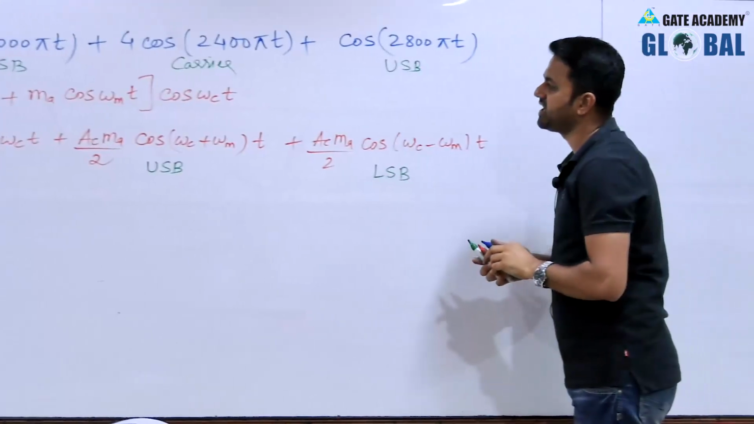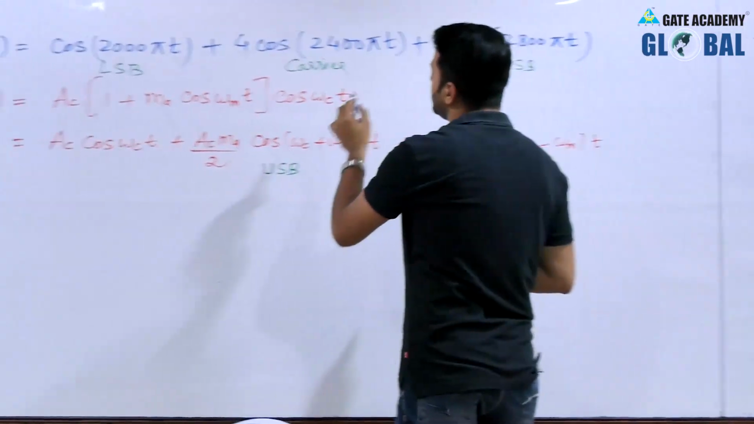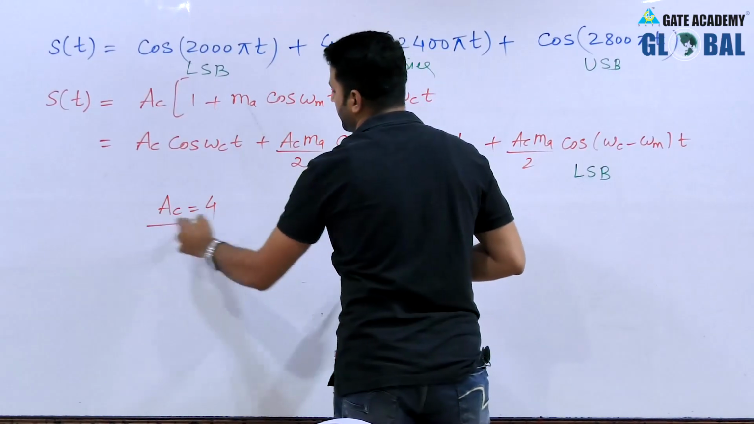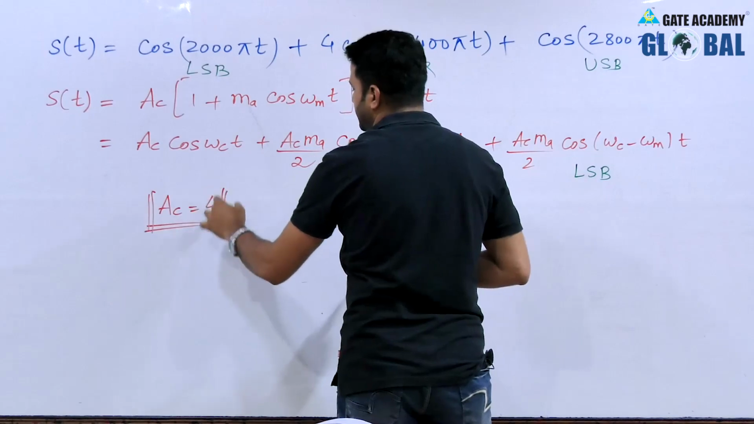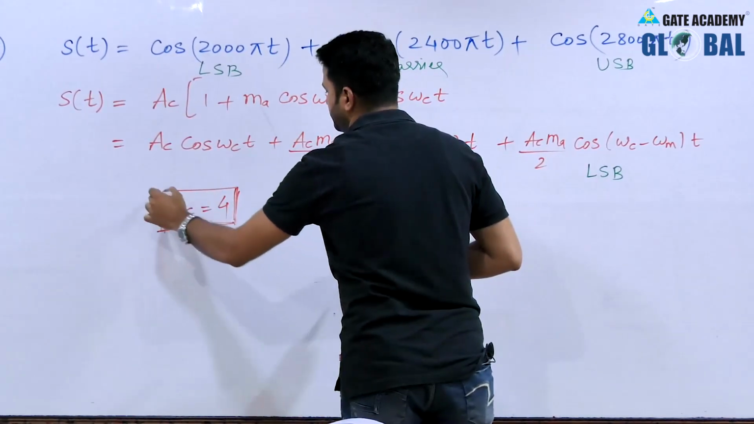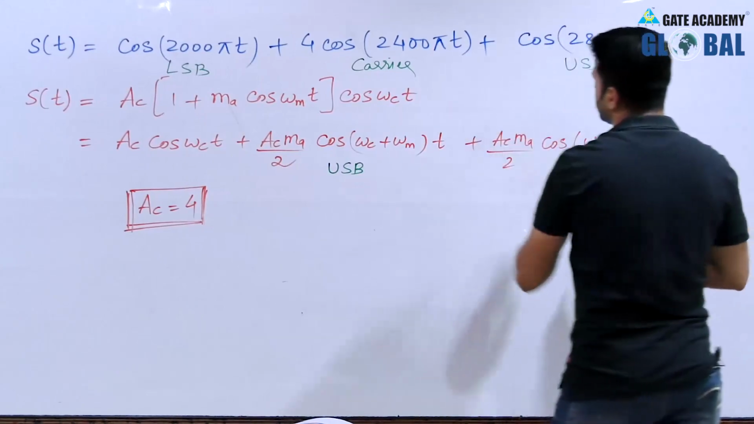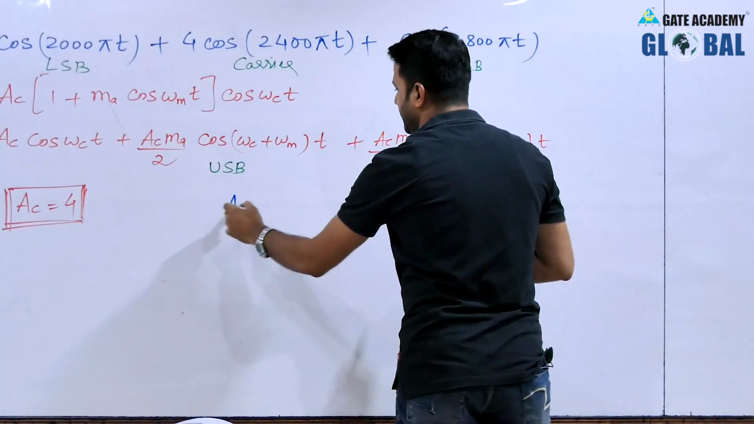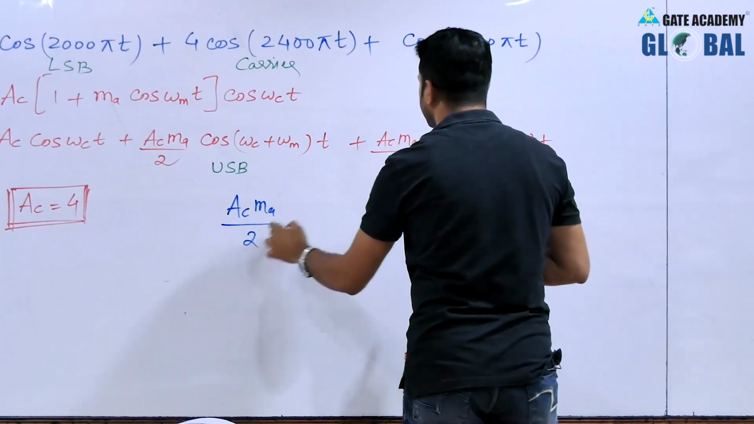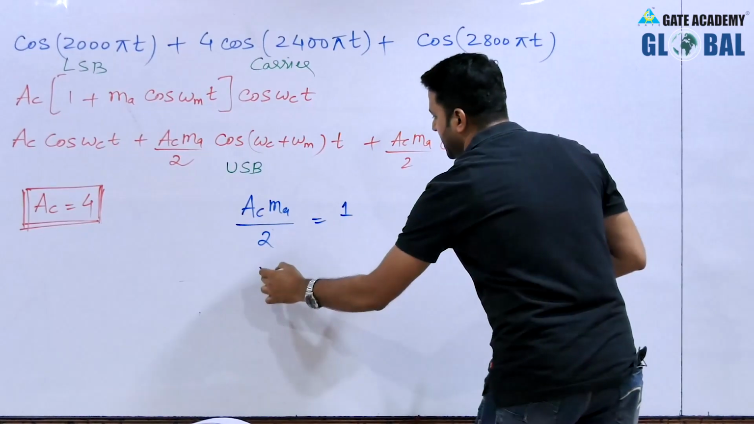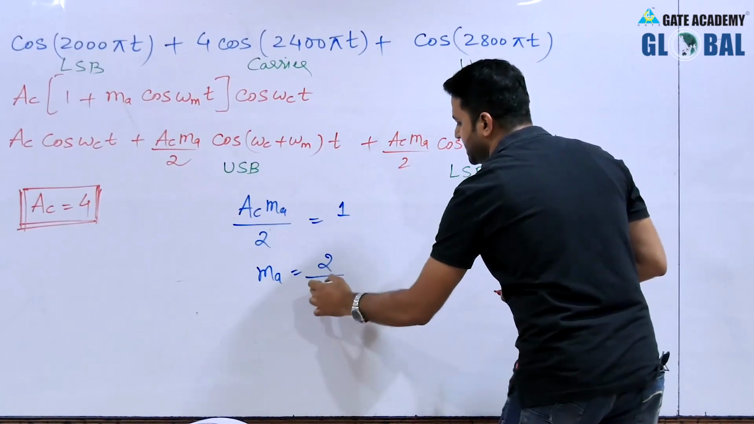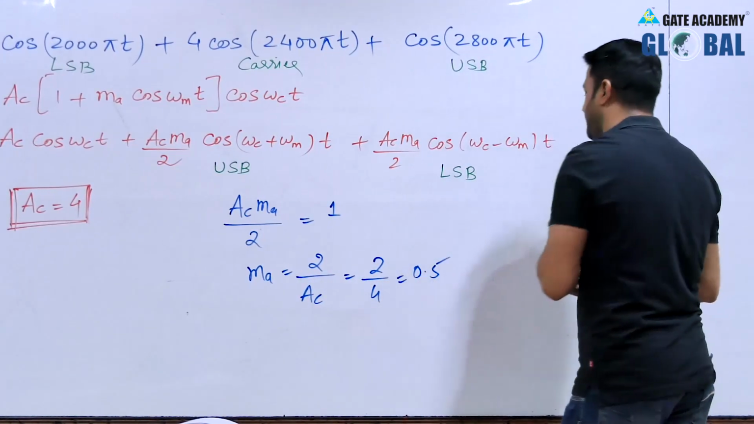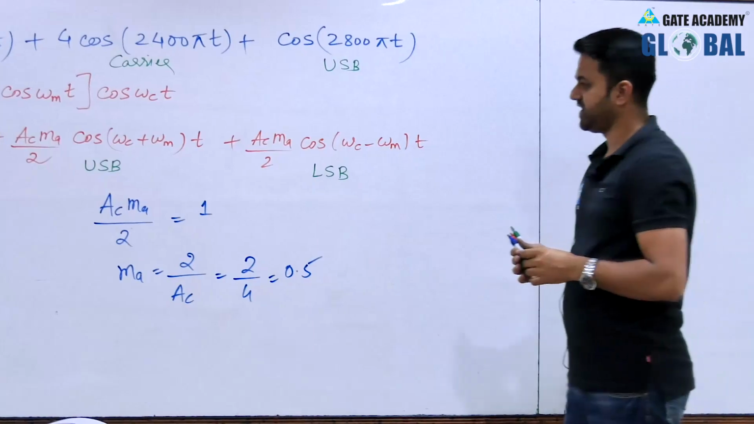So, now we can compare and find the value of carrier amplitude. This is the carrier term, and on comparing we get the carrier amplitude as 4. So, first, AC equal to 4. And second, on comparing the lower sideband, we get AC MA by 2 equal to 1, that means MA equal to 2 by AC, that is 2 by 4, or 0.5. So, the modulation index is 0.5.